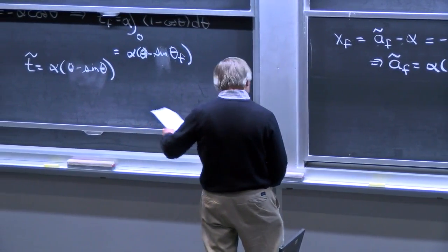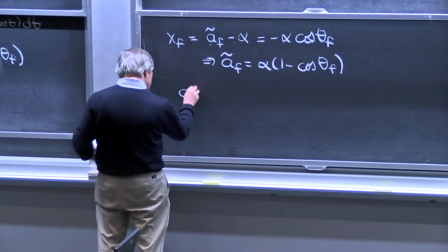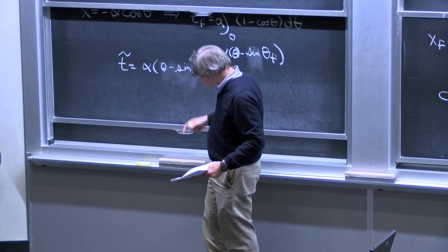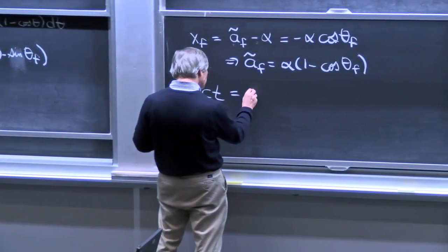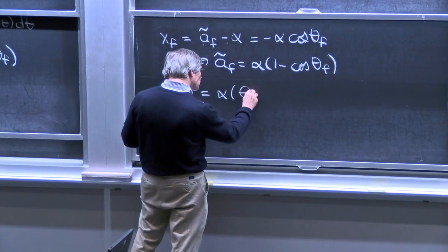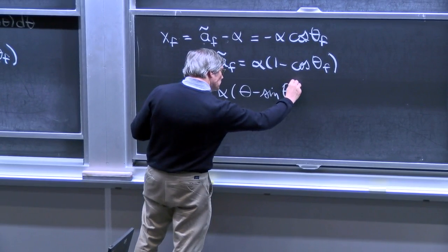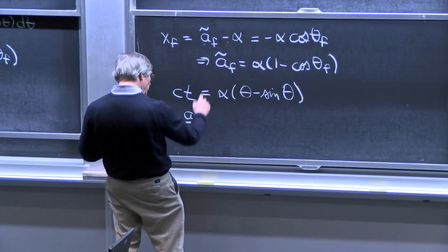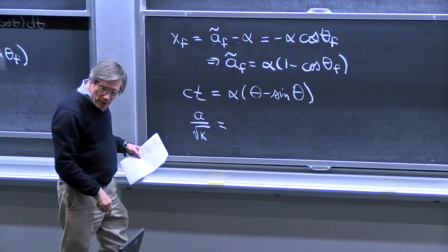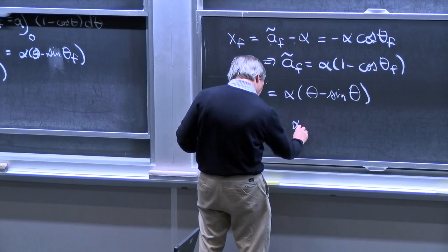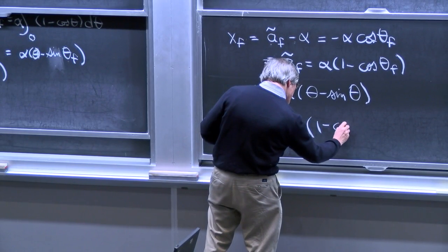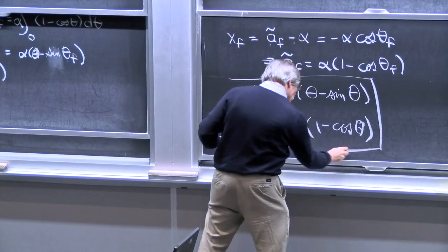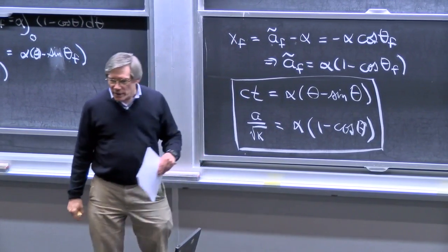And now we can put together our two final results, which I'll write over here. I'll eliminate my tildes altogether now. Ct, which is t tilde, is equal to alpha times theta minus sine theta. And a divided by the square root of k, which is a tilde, and it's sub f, but we're dropping the sub f's, is equal to alpha times 1 minus cosine theta. And this is as good as it gets.